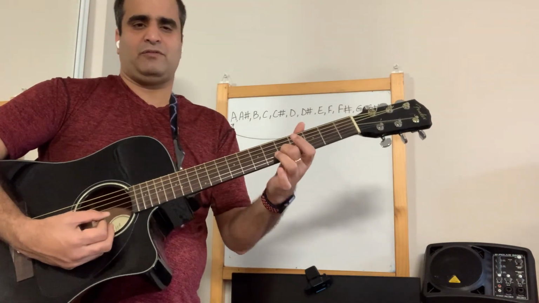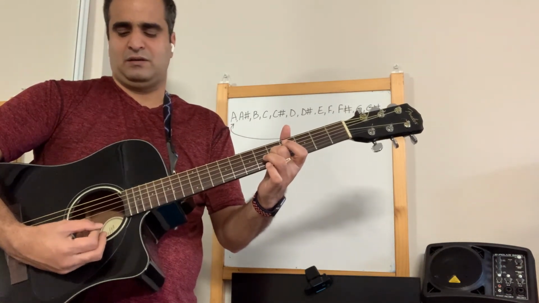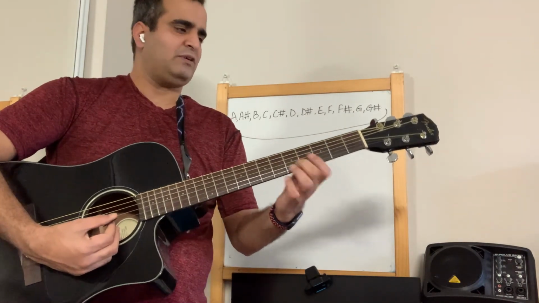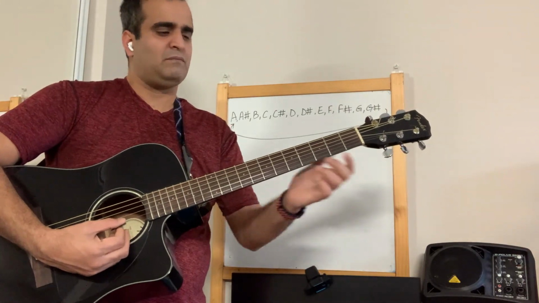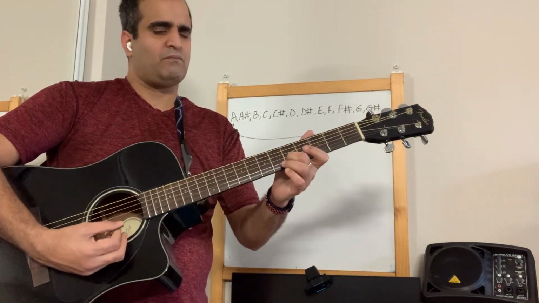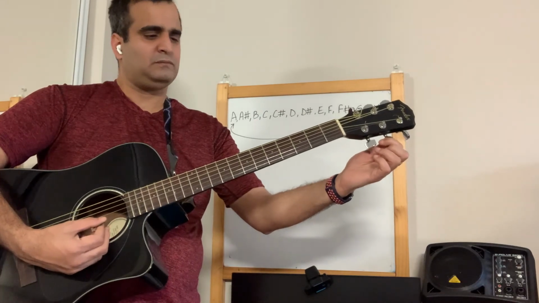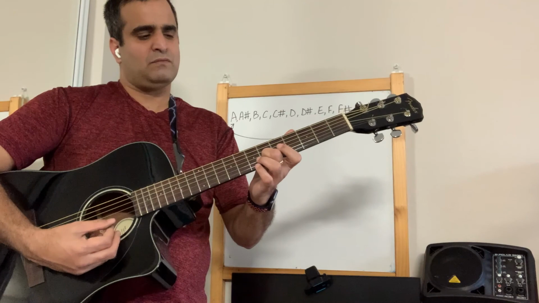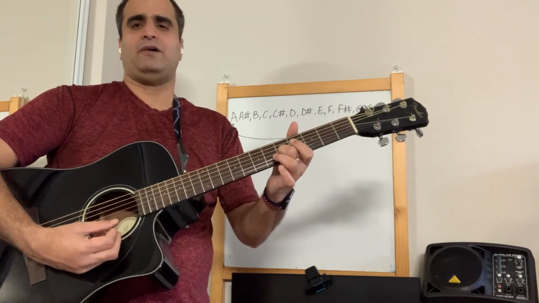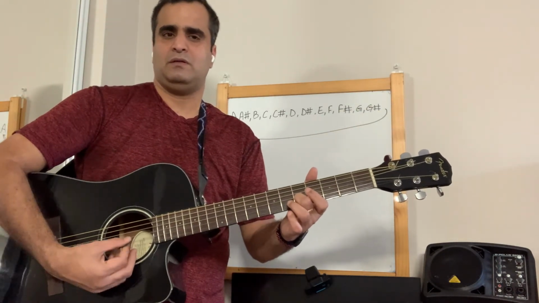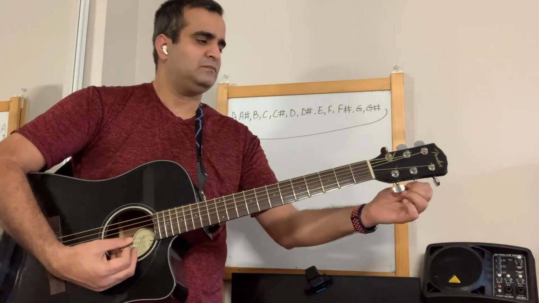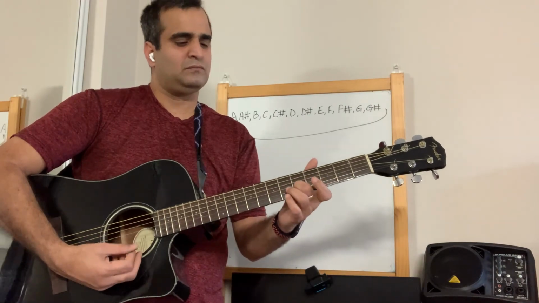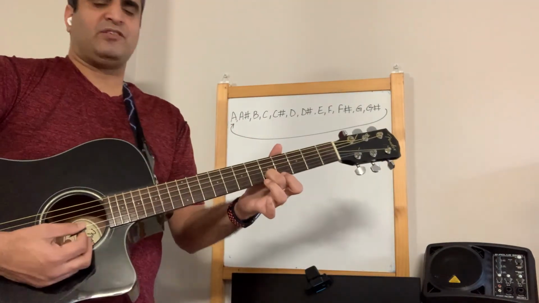So now I'm playing the fifth fret of the second string and the open position on the first string. It's a little bit low, so I'm going to tighten it a little bit more. A little bit more. Yeah. Now it's sounding in tune. Okay, so my second string is now in tune.